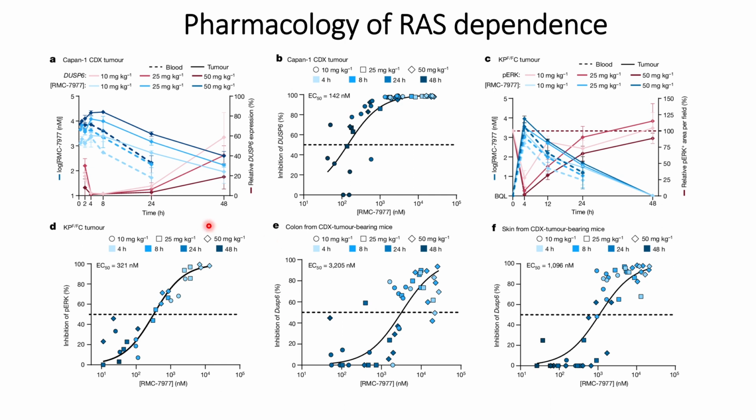What they are trying to say here is that the EC50 levels for the PDAC tissues are low, around 321 nanomolar, whereas EC50 levels for the colon tissues are high, around 3205 nanomolar. Similarly, the EC50 levels are high for the skin derived from CDX tumor-bearing mice, at around 1096 nanomolar, indicating that RMC-7977 has more selectivity towards PDAC tumors compared to the colon tissues or the skin tissues. That is, it is more selective towards pancreatic cancers.